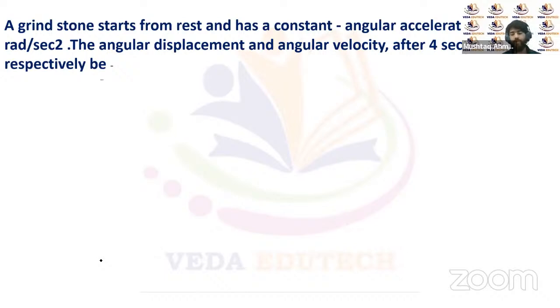Talking about the next question: a grindstone starts from rest and has a constant angular acceleration of 4 radian per second squared. The angular displacement and angular velocity after 4 seconds will respectively be? Since it starts from rest, the initial angular velocity omega naught has to be equal to 0. And the constant angular acceleration is 4 radian per second squared.